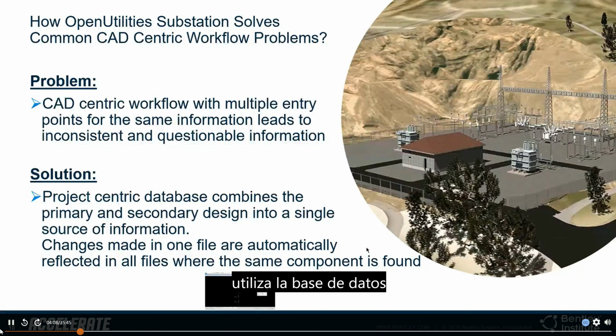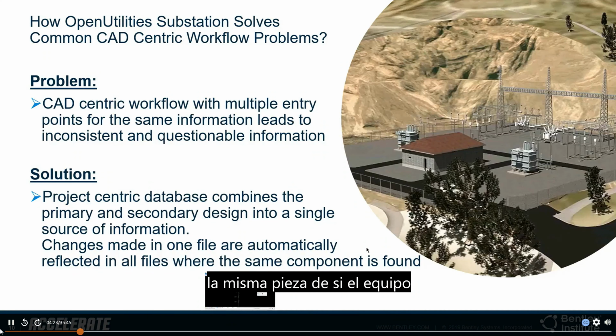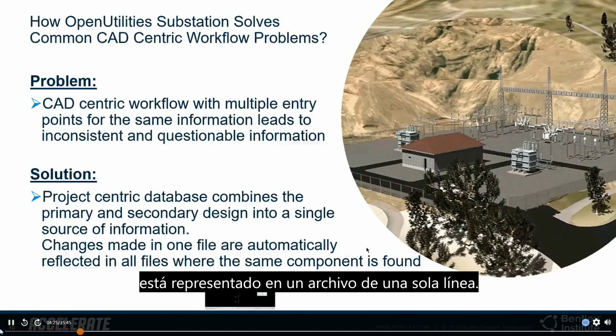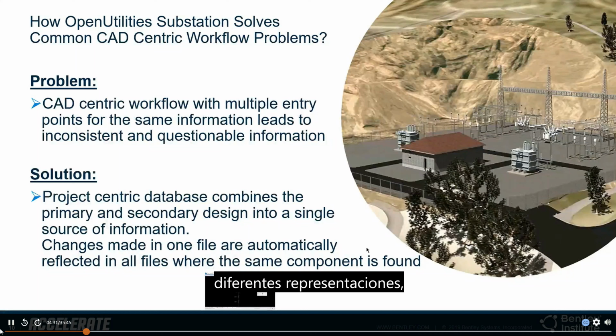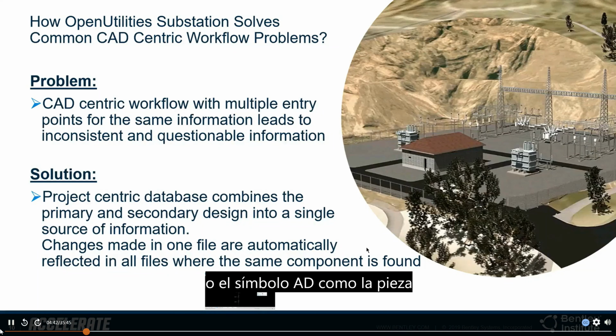Open Utilities Substation utilizes a central project database. If a change is made in a single file, the change is automatically propagated through all files that include the same piece of equipment, regardless of whether that piece of equipment is represented in a single line file, schematic file, or 3D file using different representations. It's still a single piece of equipment as far as database entry is concerned. And we're using the equipment ID or the symbol ID as the piece that connects the information across multiple files.